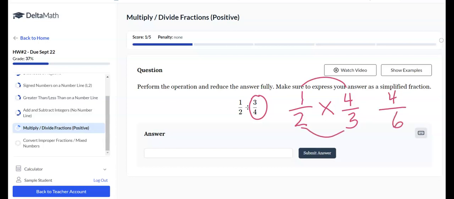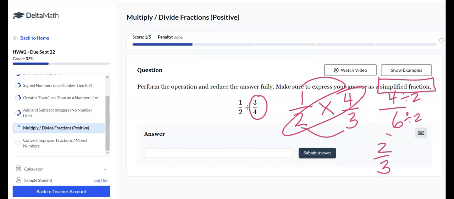Now you'll notice at the front here at the beginning, these two diagonal numbers have a common factor. So I could have reduced it before I multiplied, or I'm forced to reduce my fraction at the end, which is dividing them by that same common factor. So although 4/6 is correct, it's not a simplified fraction. So I'm going to reduce it by dividing both by 2 and getting 2/3, which will be my final answer.